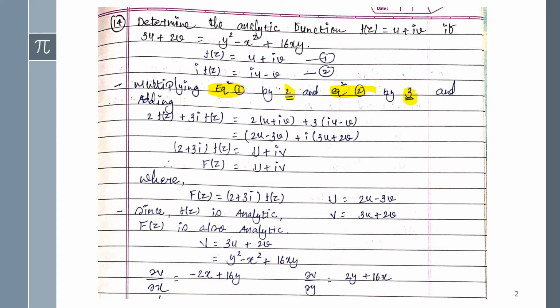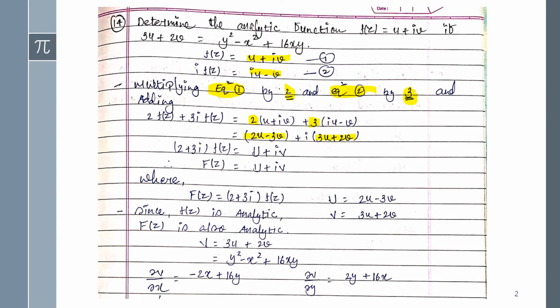So here it will be 3i f of z equals this one multiplied by 2, so 2 into u plus iv, and this one multiplied by 3, so 3 into this function. Here I multiplied by 2 and here I multiplied by 3. Then, after simplification, separate the terms into the real as well as the imaginary part.